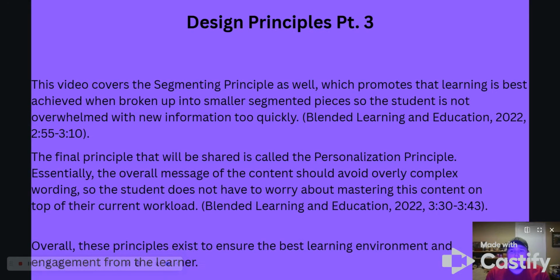The final principle that I will share with this is called the personalization principle. Essentially, the overall message of the content should avoid overly complex wording, so the student does not have to worry about mastering the content on top of their current load. Overall, these principles exist to ensure the best learning environment and engagement from the learner is achieved.